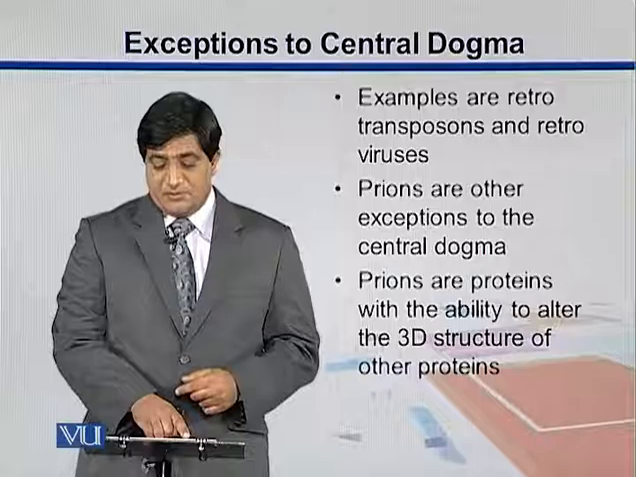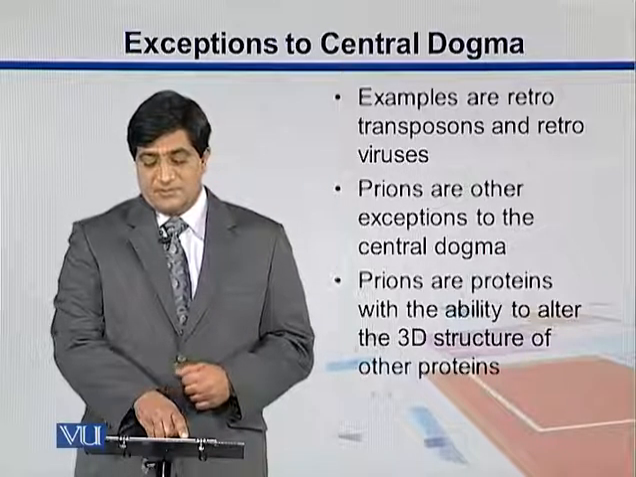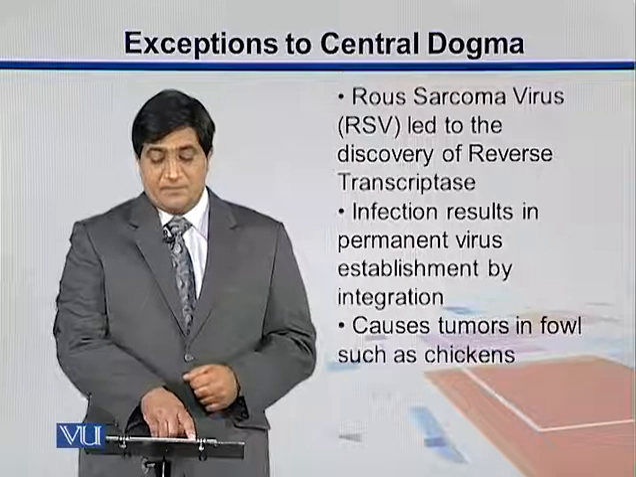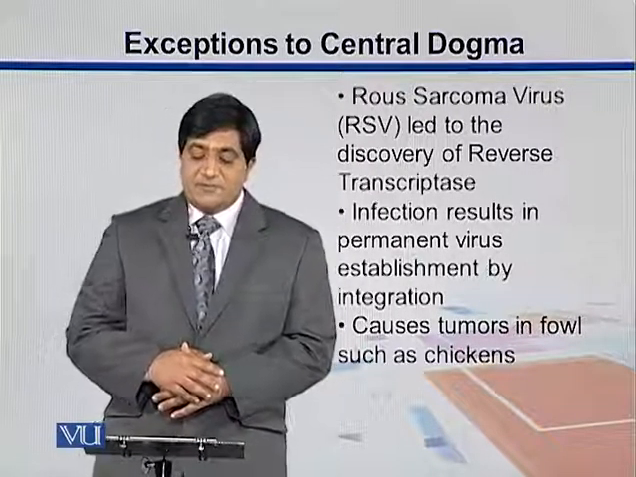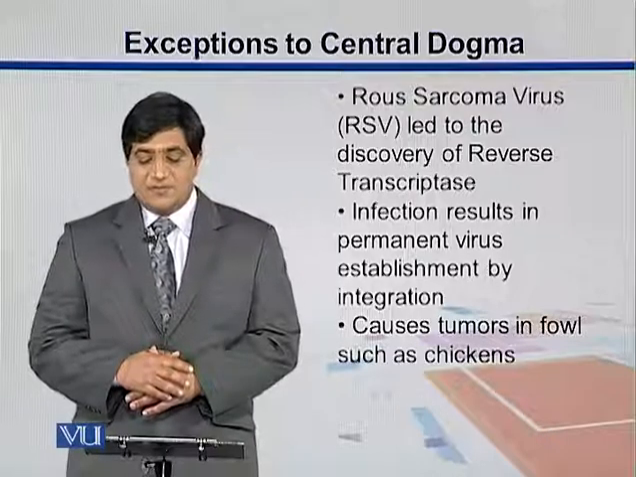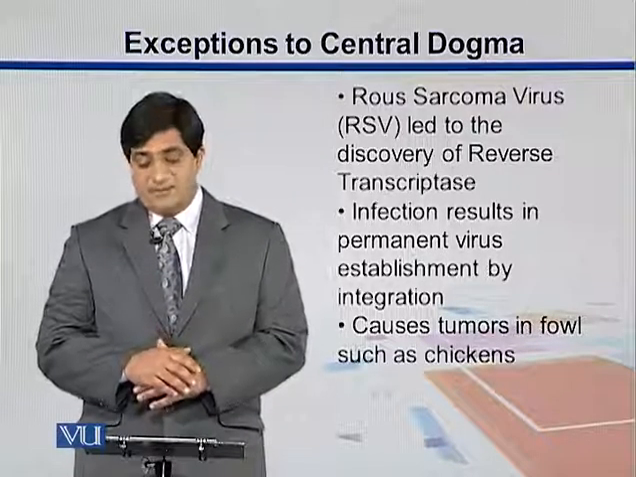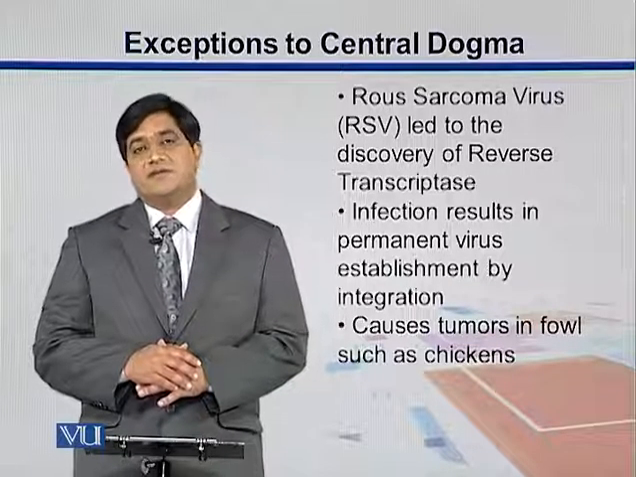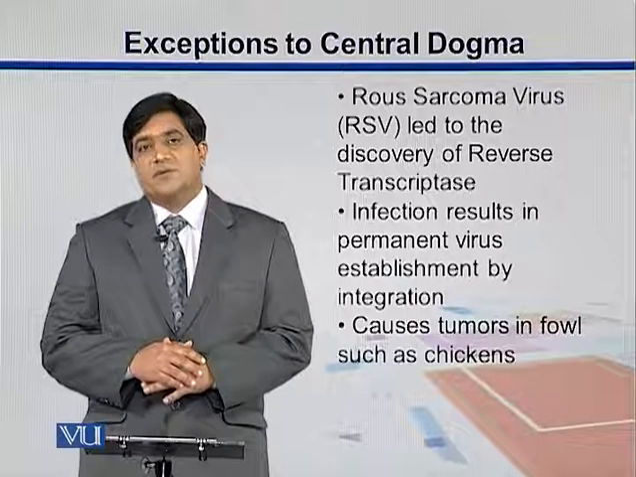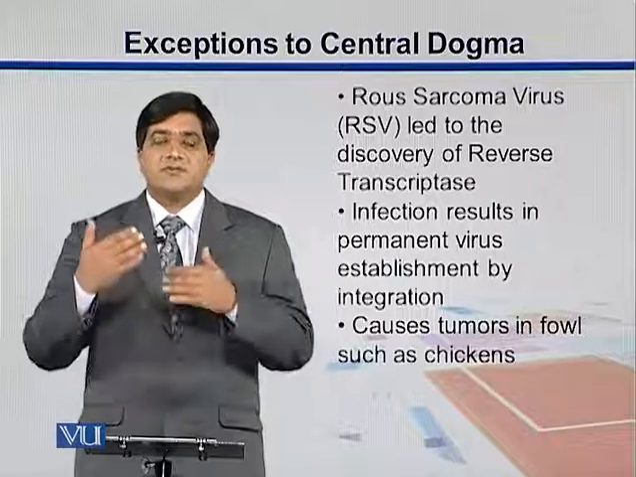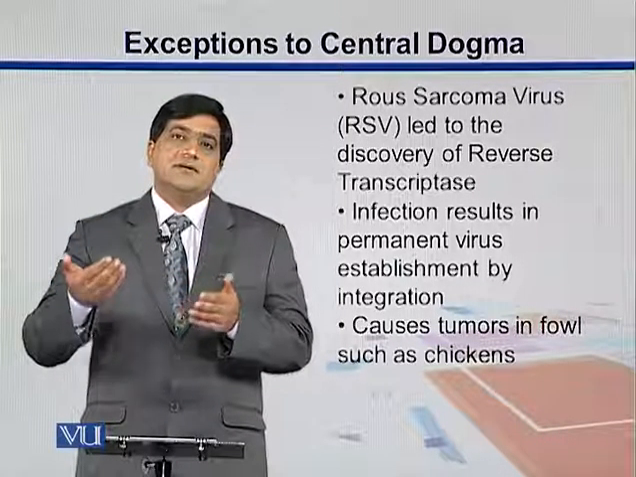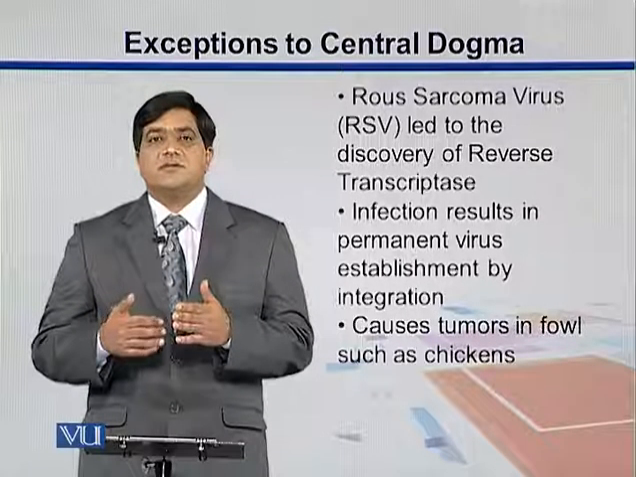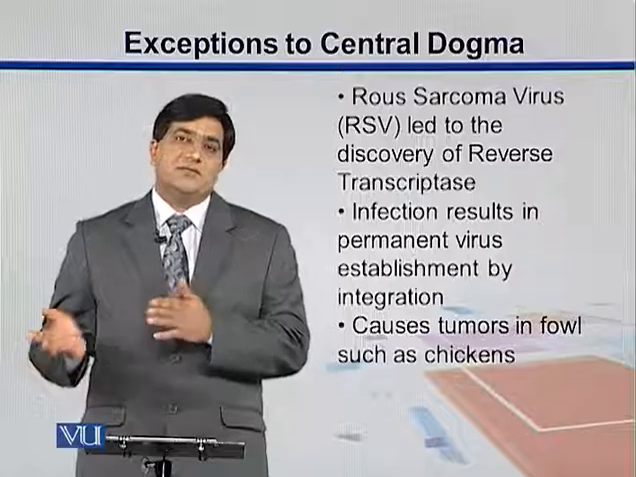These prions are proteins with the ability to alter the 3D structure of other proteins. The example of retroviruses is Rous sarcoma virus. That is the virus from where this concept was discovered. There is an enzyme in it which we call reverse transcriptase, and it brings about reverse transcription. Transcription is when the DNA gets transcribed into RNA, whereas in reverse transcription the opposite is true. So RNA gives you the DNA.